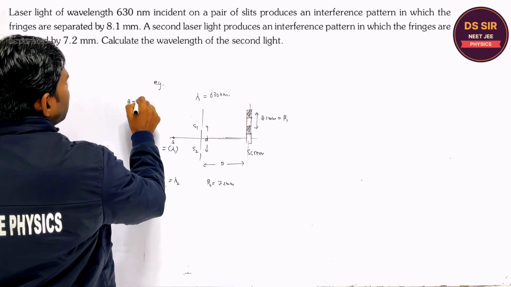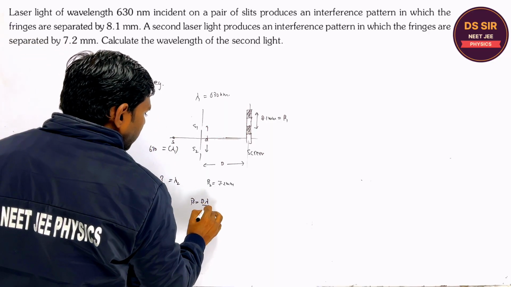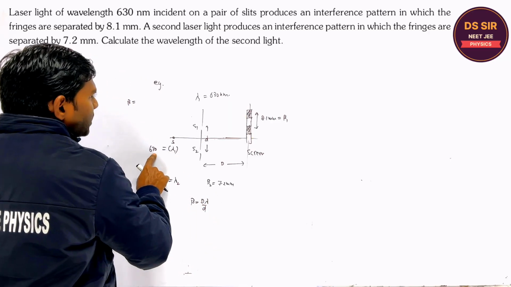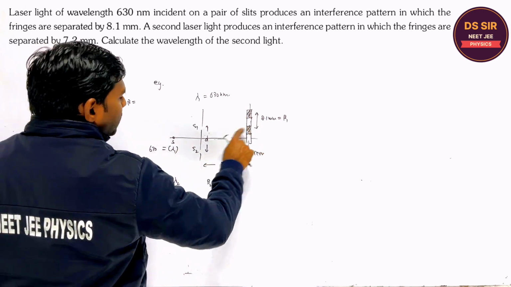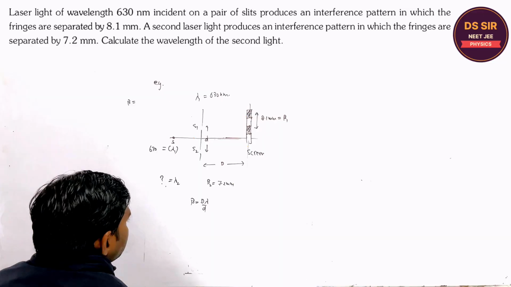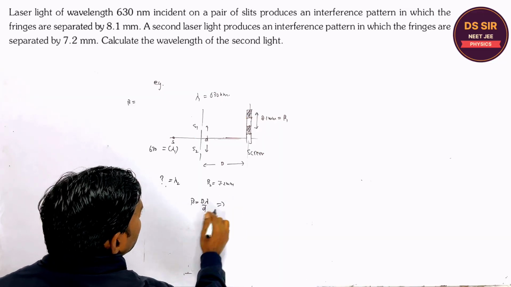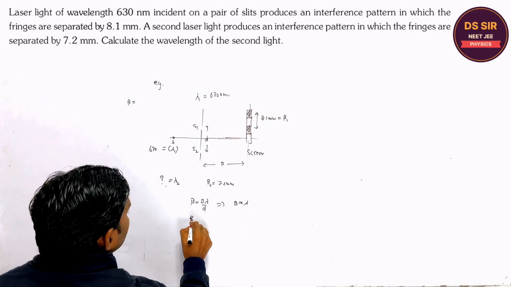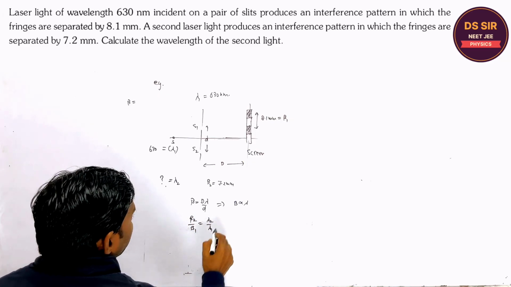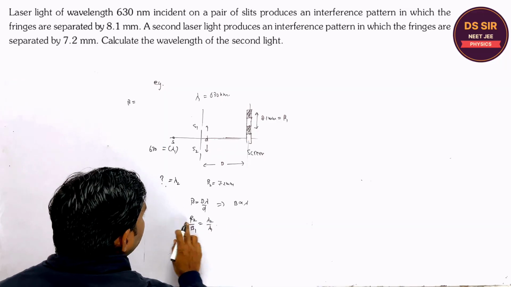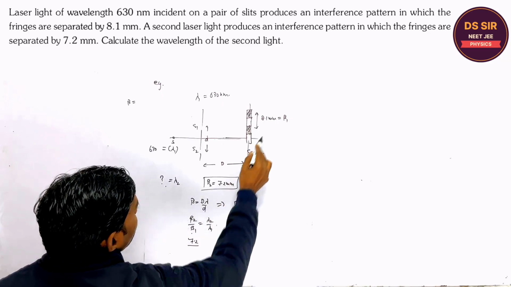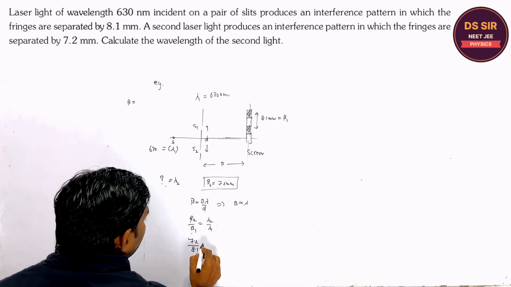What is beta? Beta is nothing but D lambda over d. Small d and capital D remain constant. If the wavelength is changing, the beta will change. Is it clear or not? From here, capital D and small d are constant and beta is proportional to lambda. So beta 2 upon beta 1 is equal to lambda 2 upon lambda 1. Beta 2 is 7.2 millimeter, beta 1 is 8.1 millimeter.